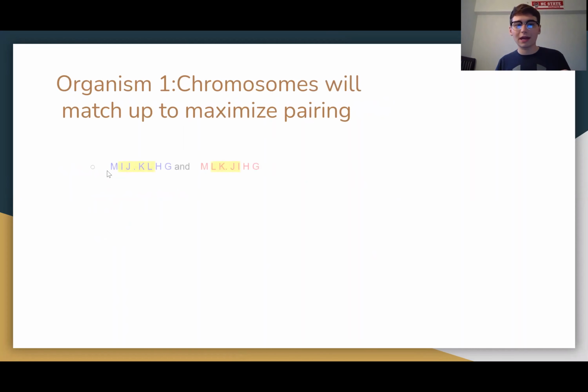So today we're going to be looking at two organisms, and the first one is going to have this genetic sequence, M, I, J, centromere, K, L, H, and G. And as you can see, they're very similar, but we just have a flip in the middle. That's called an inversion, a pericentric inversion, because it involves the centromere.